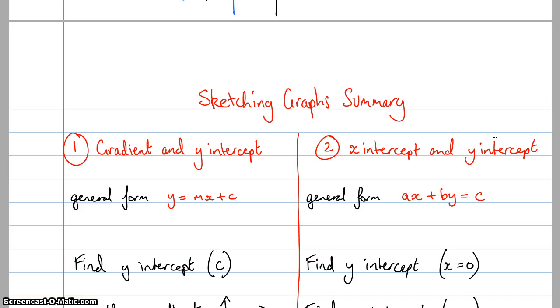So hopefully that has explained how to draw linear graphs. There'll be a little bit more in class that I'll teach you, but that's it for now.